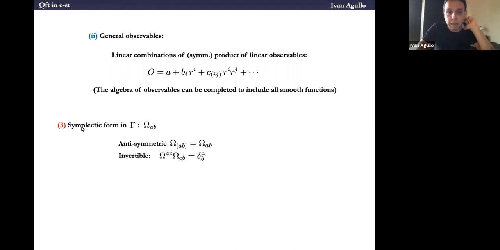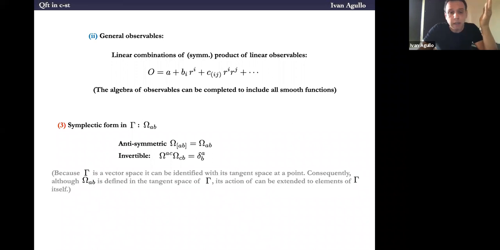Third element, we need a symplectic form in the phase space. A symplectic form is a two form, is anti-symmetric and non-degenerate, and it has an inverse that I call with the same symbol with index upstairs. One point is that the symplectic form is a form, so it really lives in the tangent space of the phase space. But because the phase space is a vector space itself, we can identify the phase space with its tangent space. And therefore, we can define the action of the symplectic form already on vectors in the phase space itself. So we call it the symplectic structure because it acts on elements of the phase space itself. This is, again, possible because of linearity.